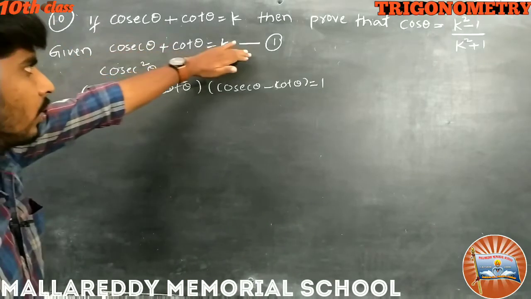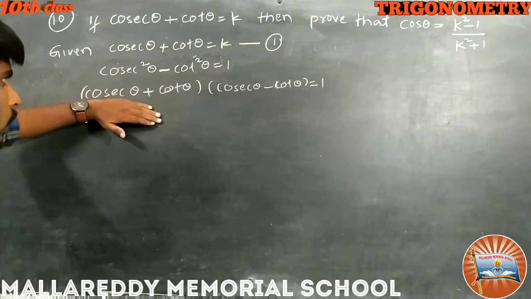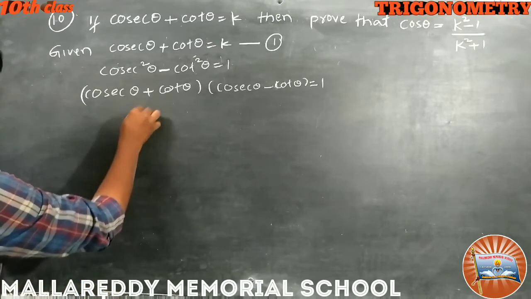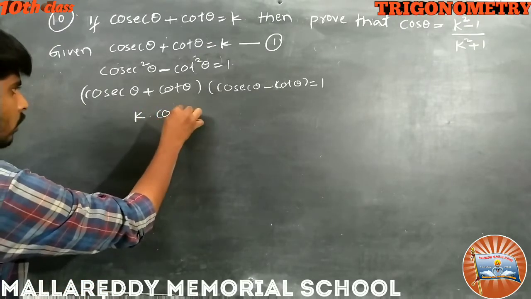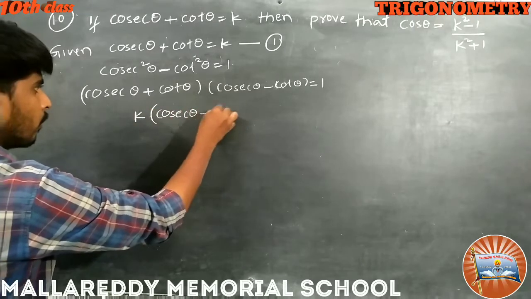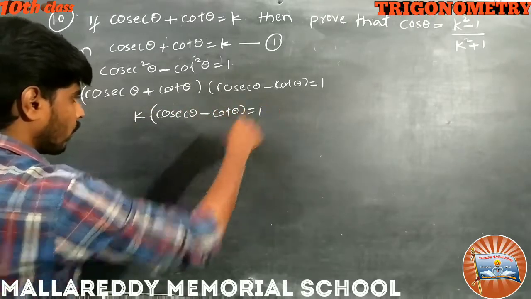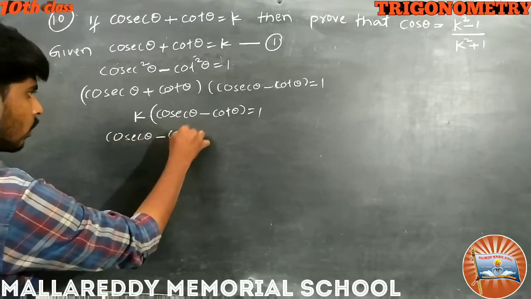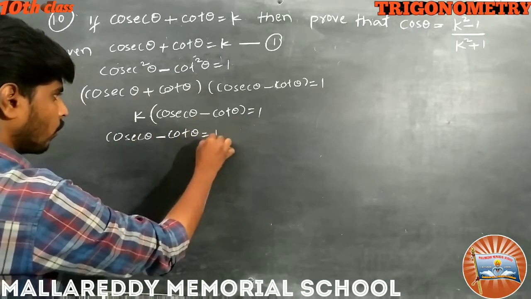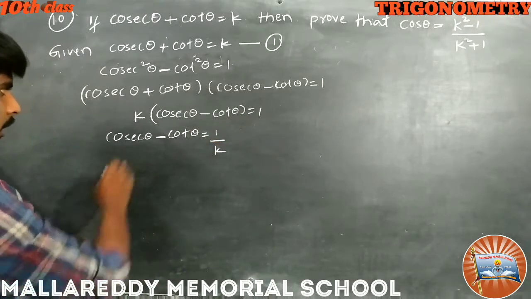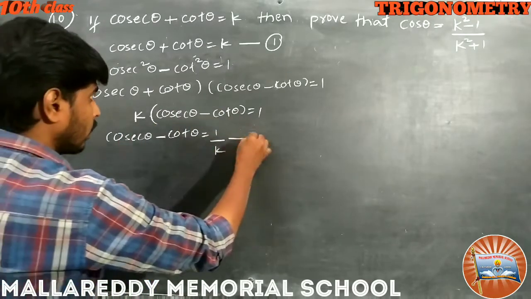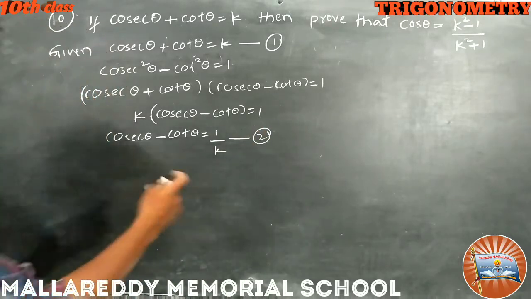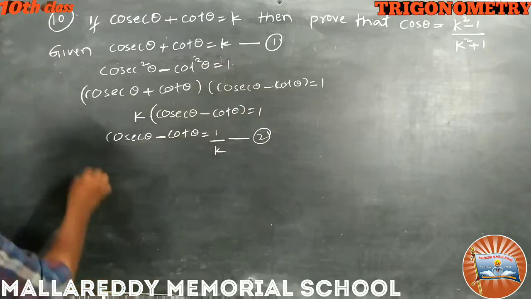So from equation 1 we have cosec theta plus cot theta equals k. I am going to replace the k value here. So k into cosec theta minus cot theta equals 1. So cosec theta minus cot theta equals 1 by k, isn't it? k transposes to the RHS side. So it is equation 2. Now I am going to solve equation 1 and equation 2.